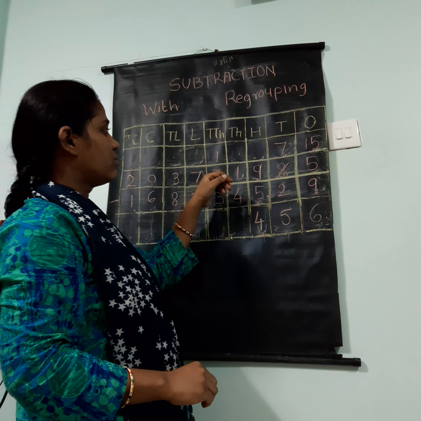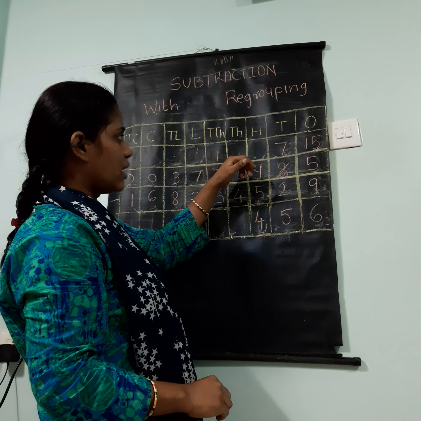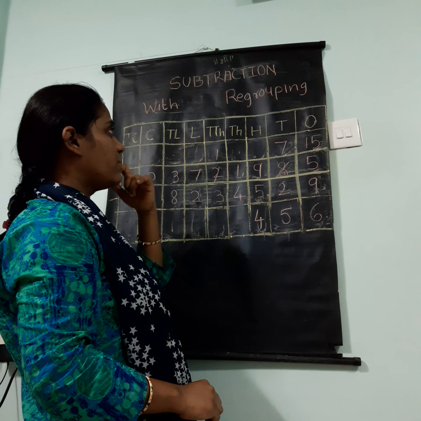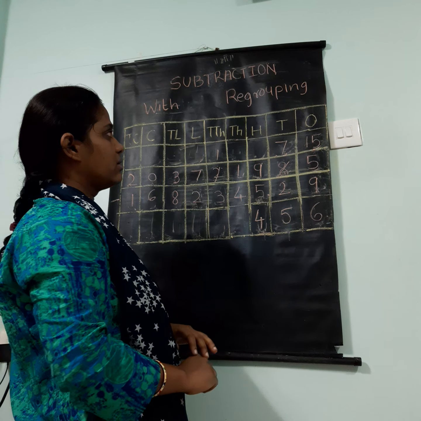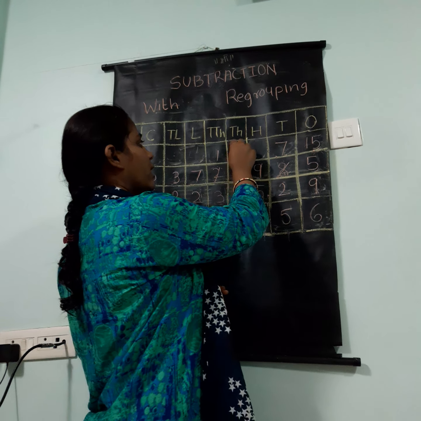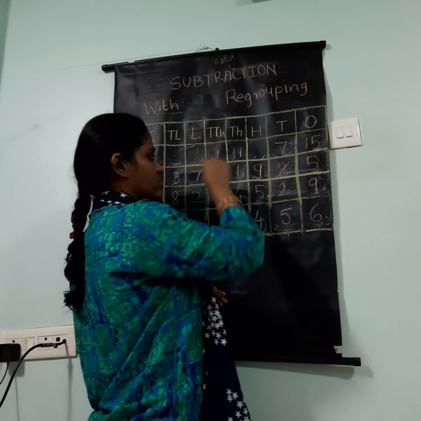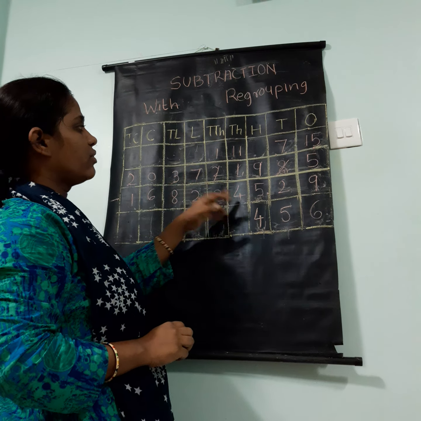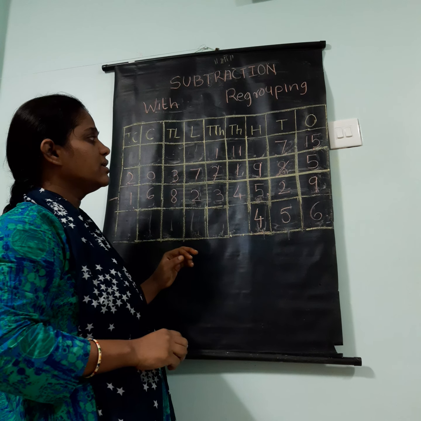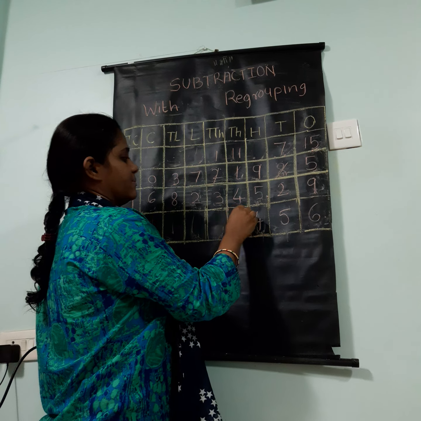And when this 1 ten-thousand goes to the thousands place, it will regroup and become 10 thousands. Already you have 1 thousand, so now you have a total of 11 thousands. Now 11 thousands minus 4 thousands, what is the answer? 7.